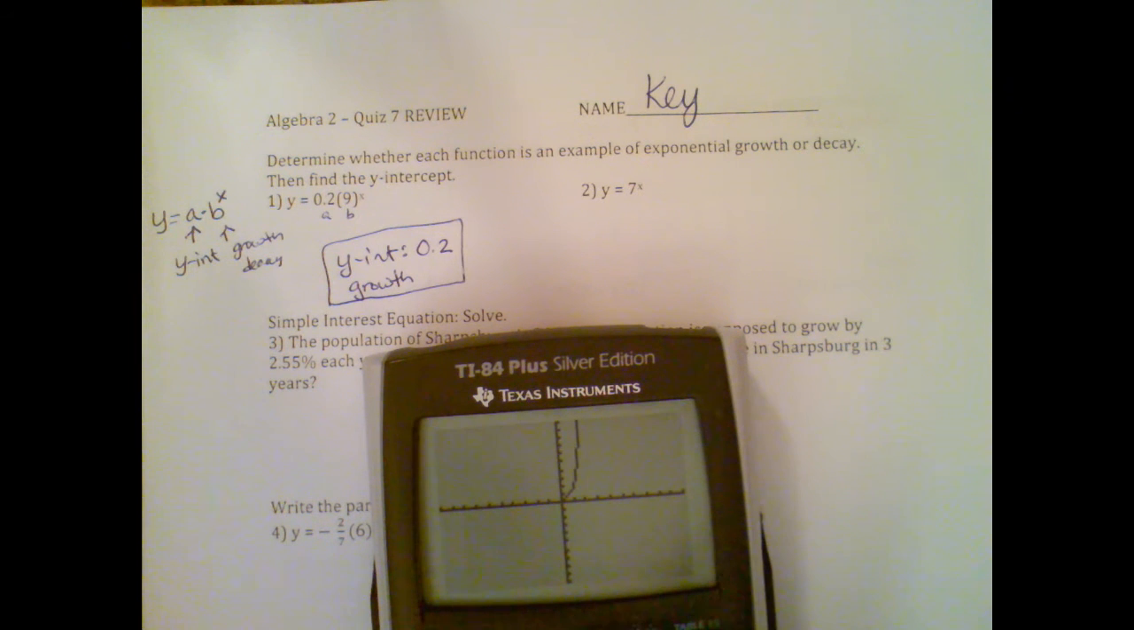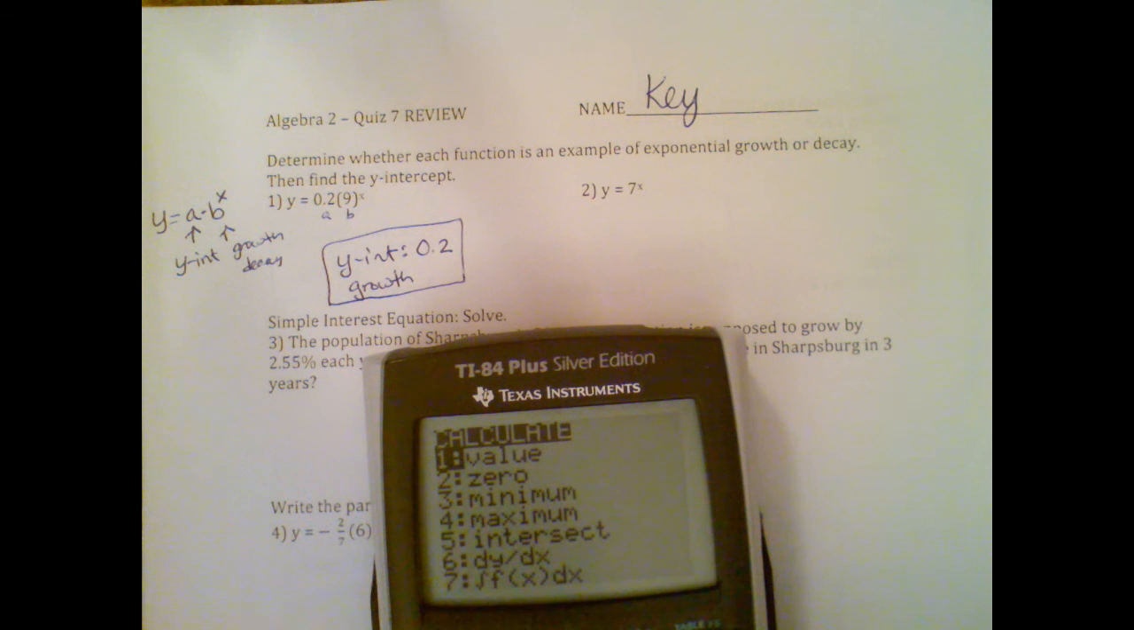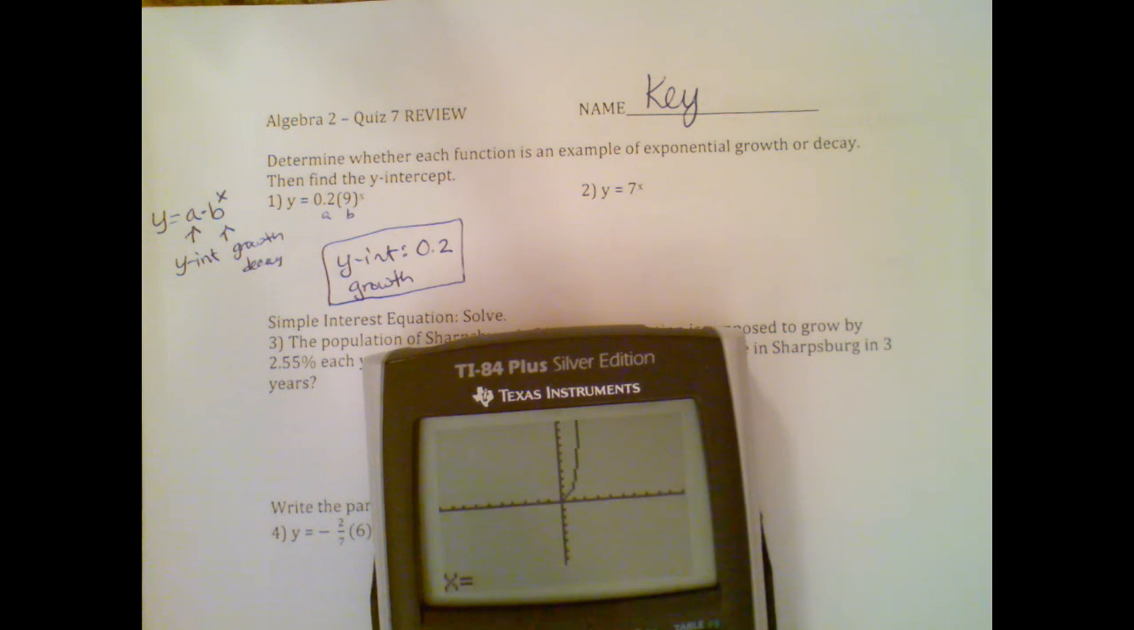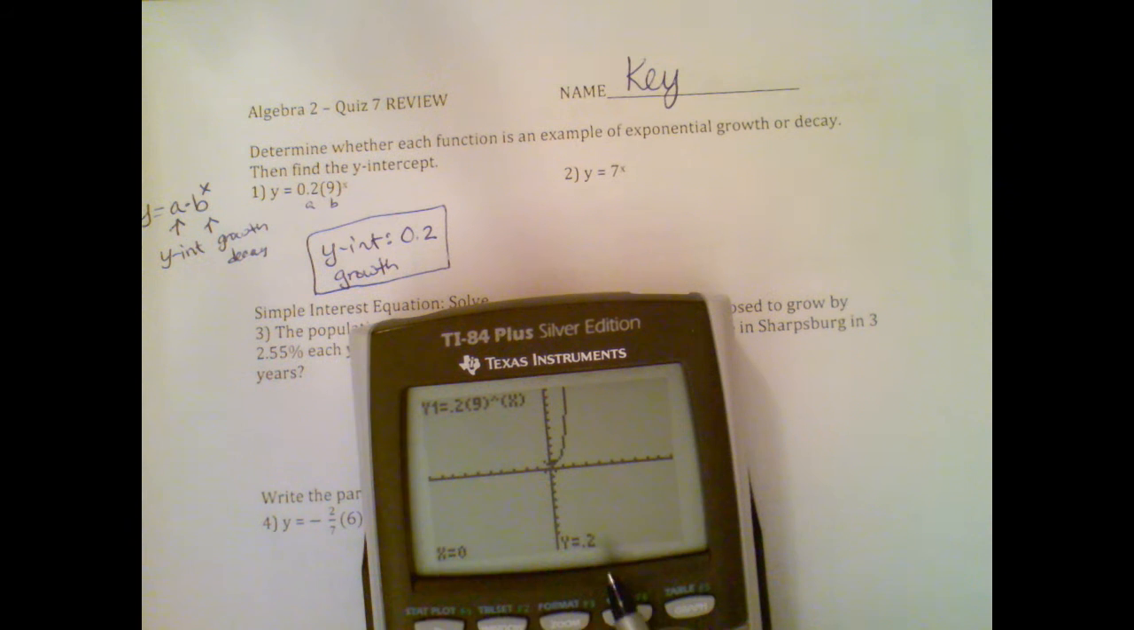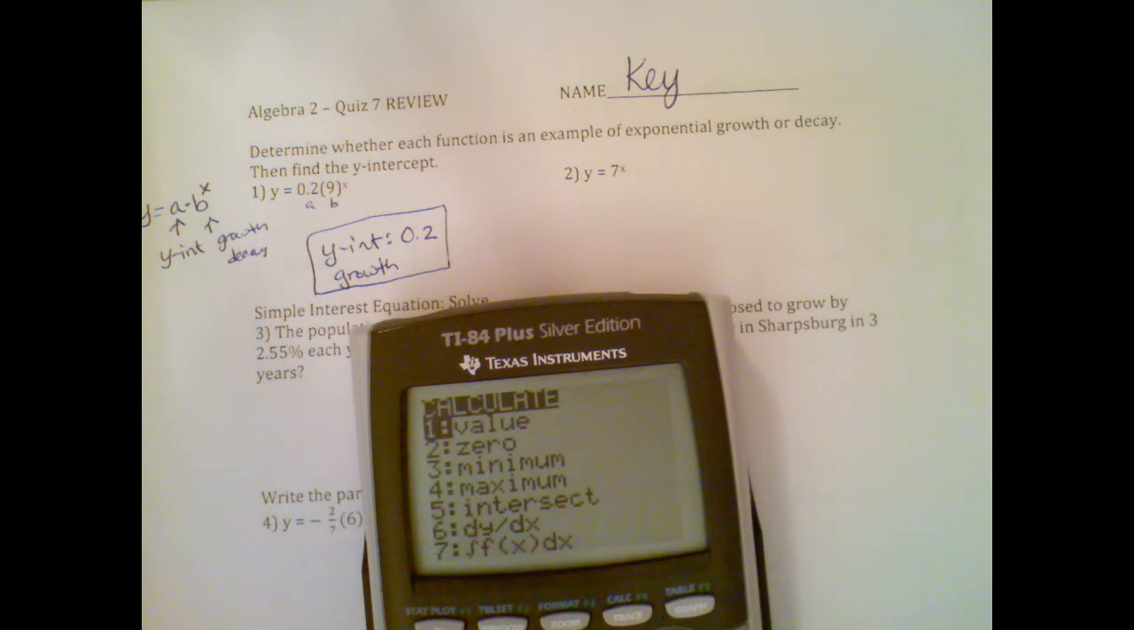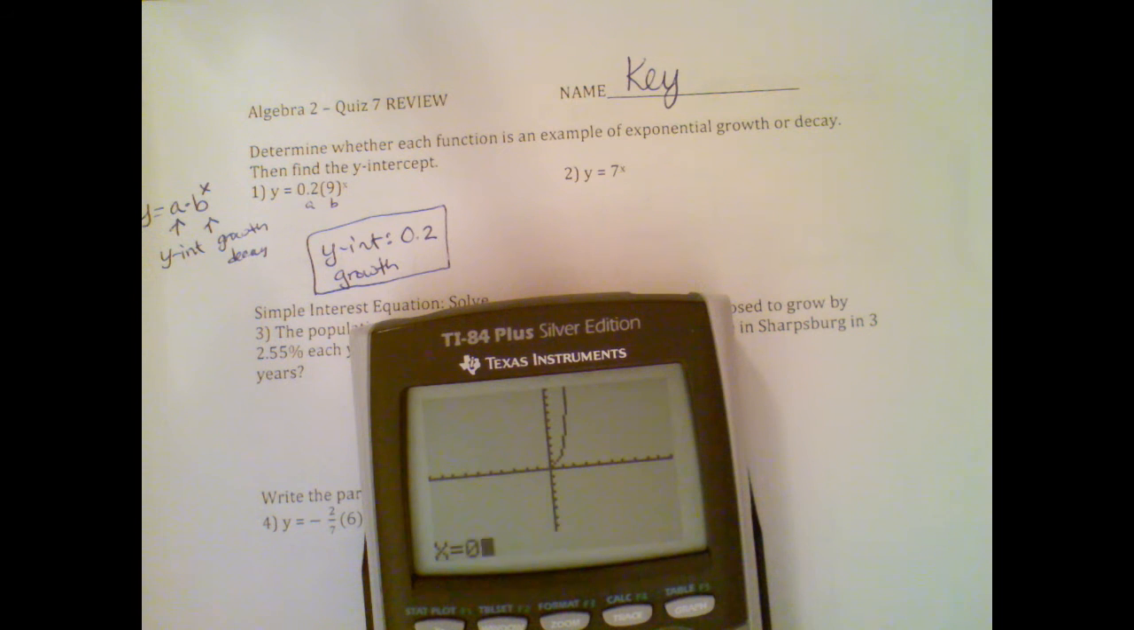So to determine that, just go to second trace and go to value, so number 1, click enter. And we want to know when x equals 0, what does y equal? And notice how when x equals 0, y equals 0.2, so that would be our y-intercept. Again, that was under second trace. Go to number 1, and then just always type in x equals 0 and see what the y value is.